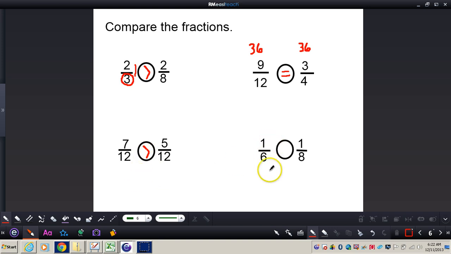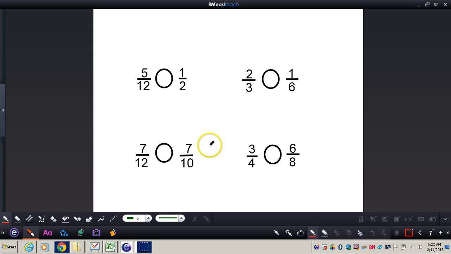Let's write down this next one, 1/6 compared to 1/8. The numerators are the same, they're equal. So that means the fraction with the denominator that's less is going to be the greater fraction. So 1/6 is greater than 1/8. We're going to do one more problem together.